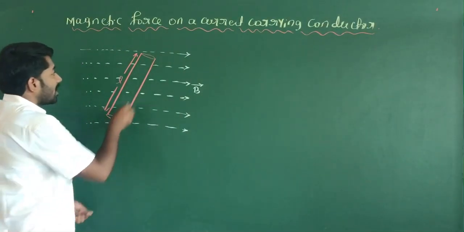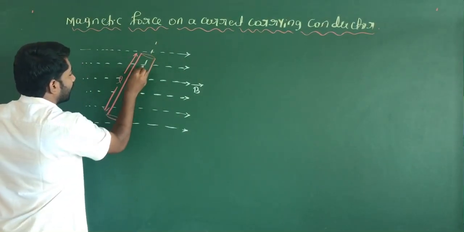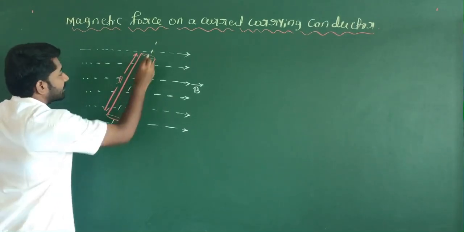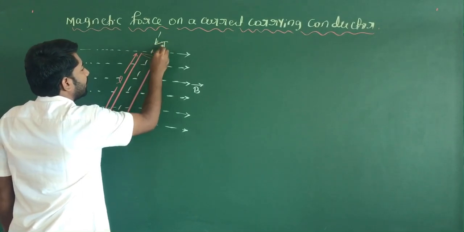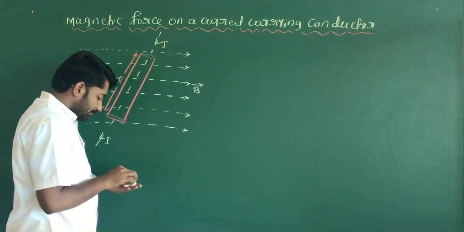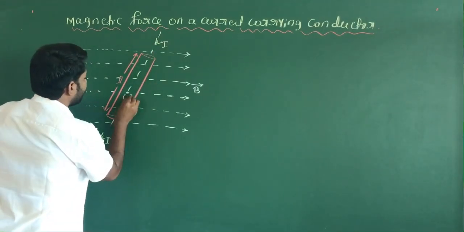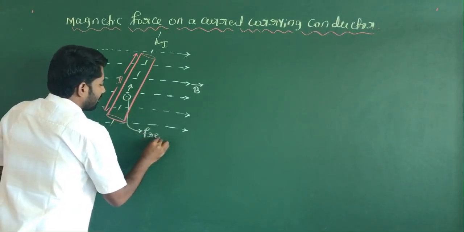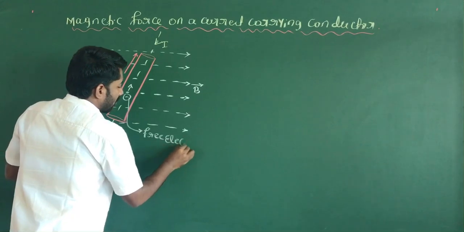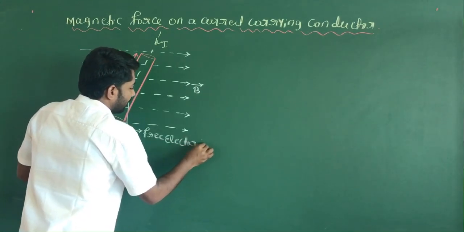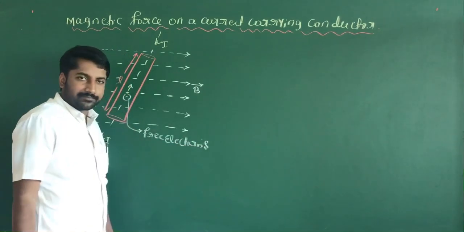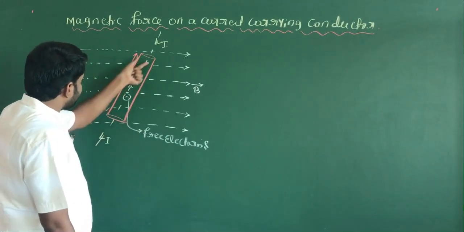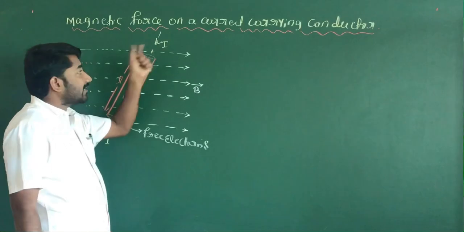Here, I is the current flowing in this conductor, and the free electrons are moving in this direction. These are the free electrons. Already all of you have studied this concept in current electricity. Here, the magnetic force is due to the current carrying conductor.